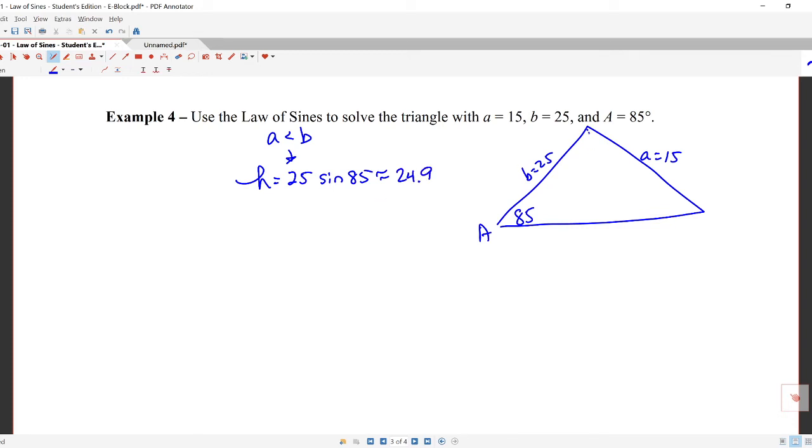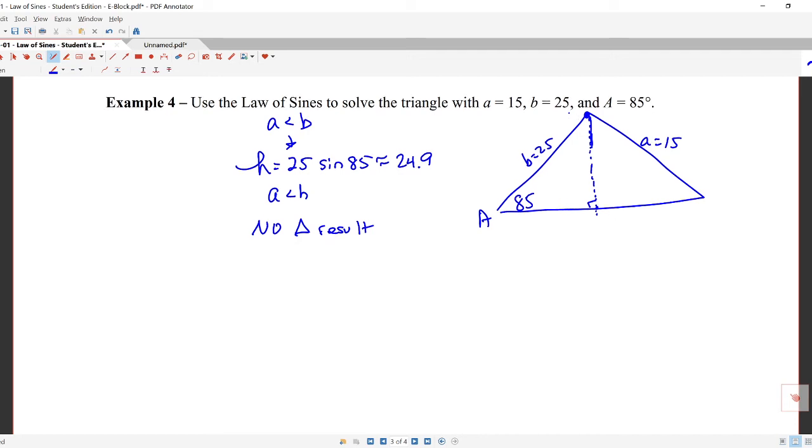So again, what that means is it's 24.9 units from this end of b down to this side here. So if a is only 15, there's absolutely no way for that 15 inches or centimeters or whatever units we're using to reach all the way down. So since a is less than H, no triangle results. So even though I drew a triangle and threw these numbers on, there actually is no triangle with those dimensions.